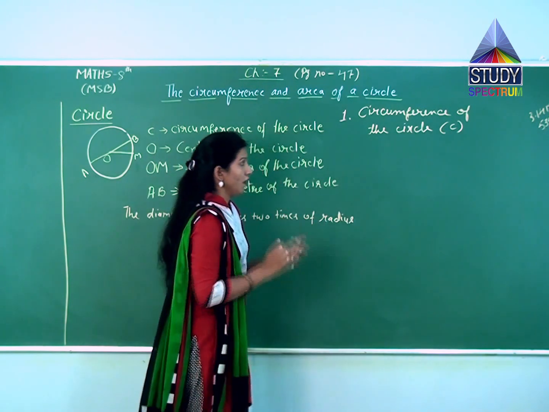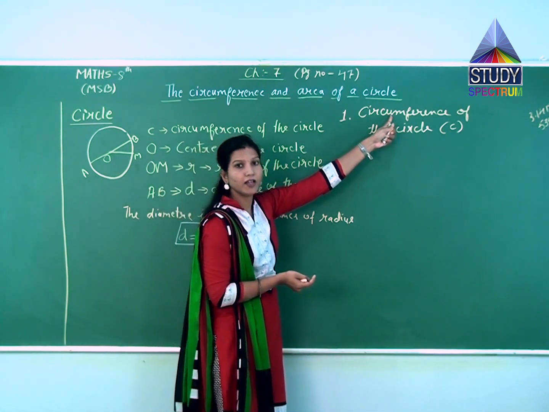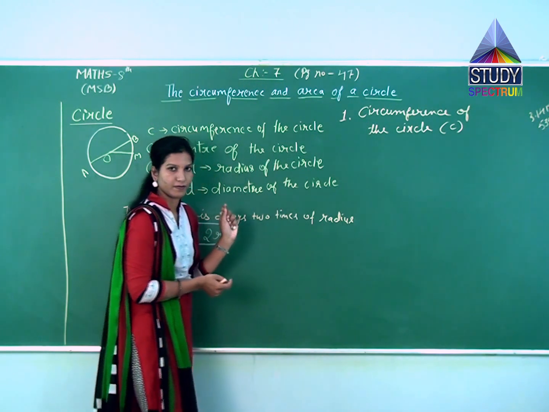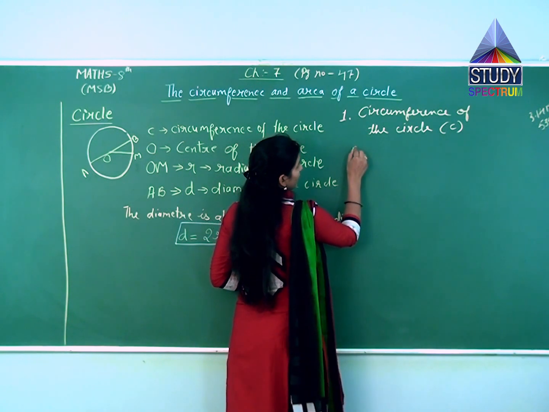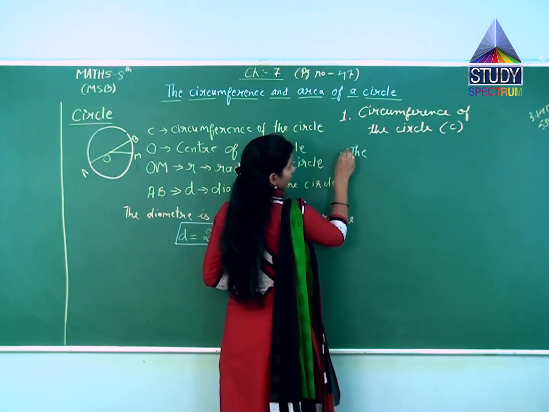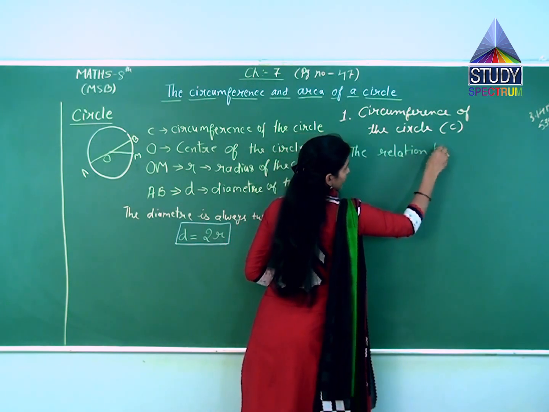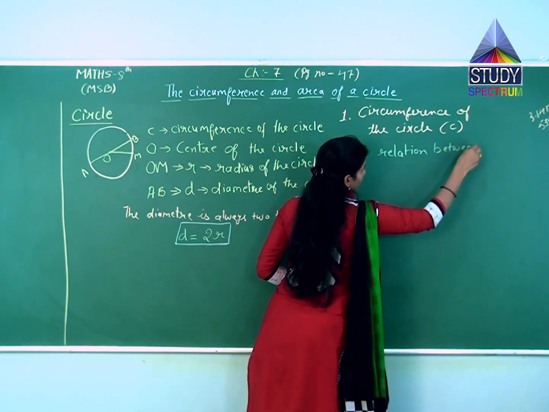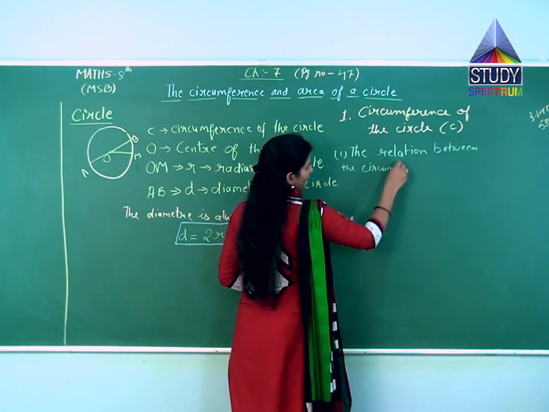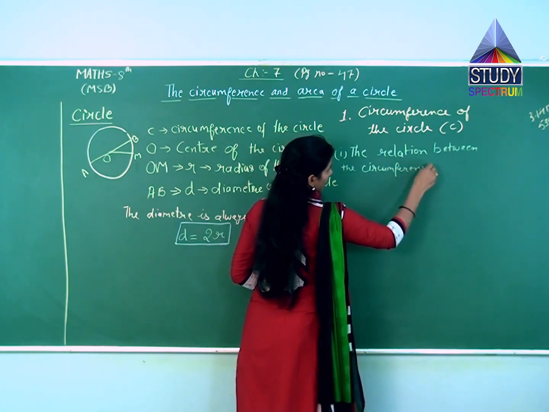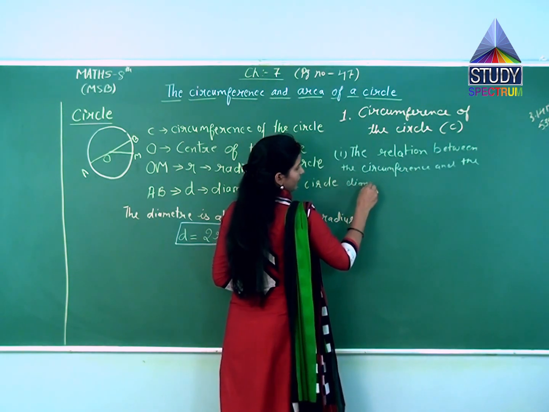Now, what is the relation between the circumference of the circle and the diameter of the circle? Let us find out the relation. So here our next topic will be the relation between the circumference and the diameter of the circle.